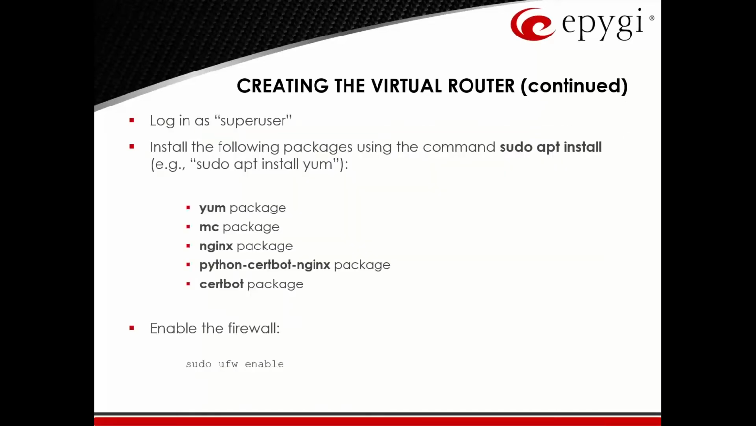Logging in as super user and installing the following packages using the command sudo apt install. The yum package, mc package, nginx package, python certbot nginx package, and certbot package. Finally, we enable the firewall. Sudo ufw enable.